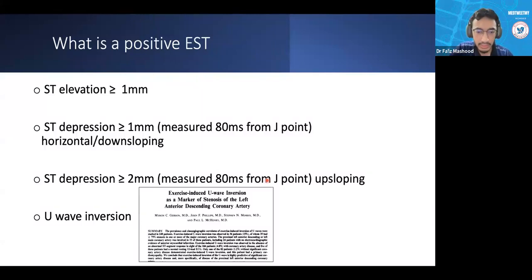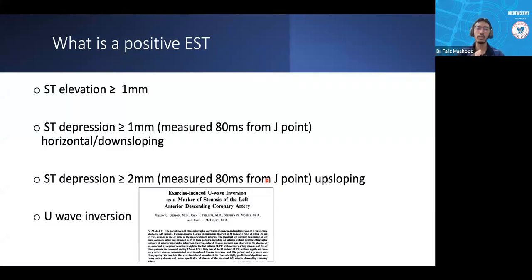You can see exercise-induced U-wave inversion is a marker of stenosis of the LAD. So from this study, from 248 patients, 36 patients, which is 15%, developed U-wave inversion. And from those 36, 35 had more than 75% stenosis, we know, in one of the major coronary arteries. So U-wave inversion is positive for EST. I mean, talking about new U-wave inversion that developed during EST.